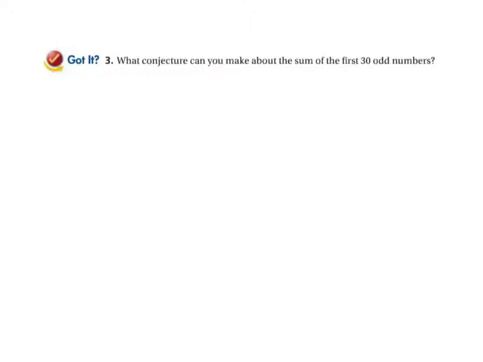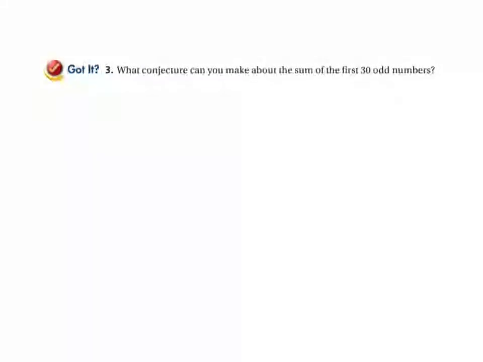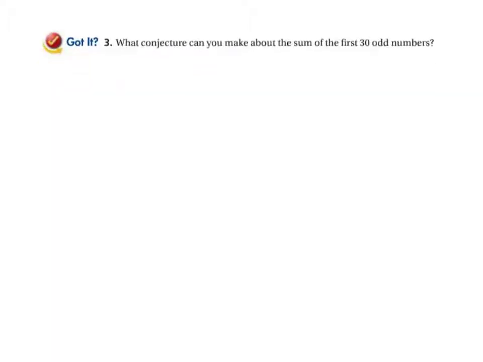All right, this one's yours. There's going to be some like this on your homework, so I want you to practice. Same question, but this is the sum of the first 30 odd numbers. So what you have to do is start a table and get it going and look for a pattern. Again, you want to look at the pattern of how many number of terms.